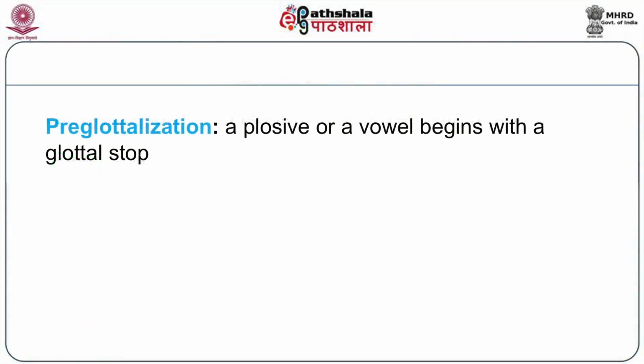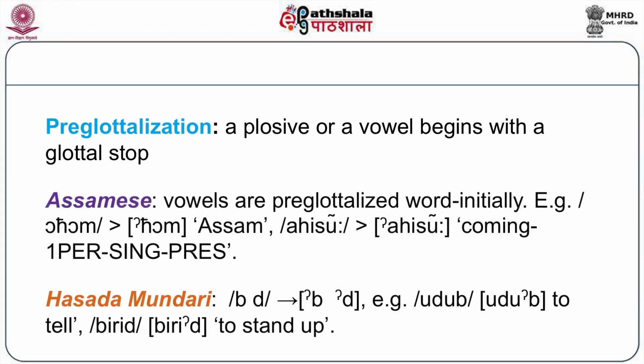Pre-glottalization is the opposite of glottalization, where a vowel or a consonant begins with a glottal stop. For example, in Assamese, words do not begin with a vowel without being glottalized. A word such as Ahom is pronounced with a glottal stop at the start. Given any word beginning with a vowel, it is pre-glottalized.